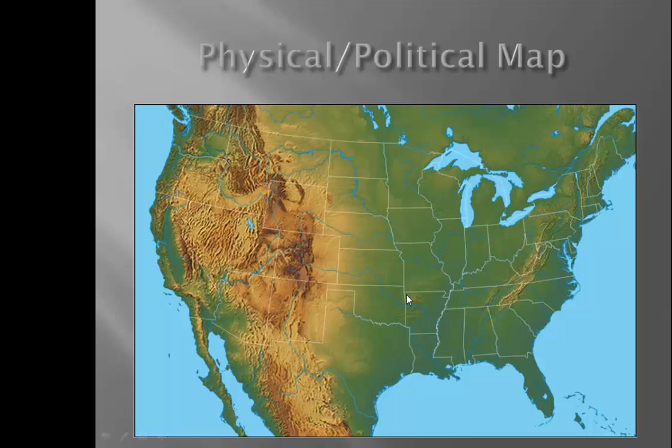So I think I got an example for you here. This is a kind of a two-in-one, if you will, right? This is a physical map. It's also a political map. When you look at it, it's showing you the physical features of the country. I'll point out a couple of them so you're aware.